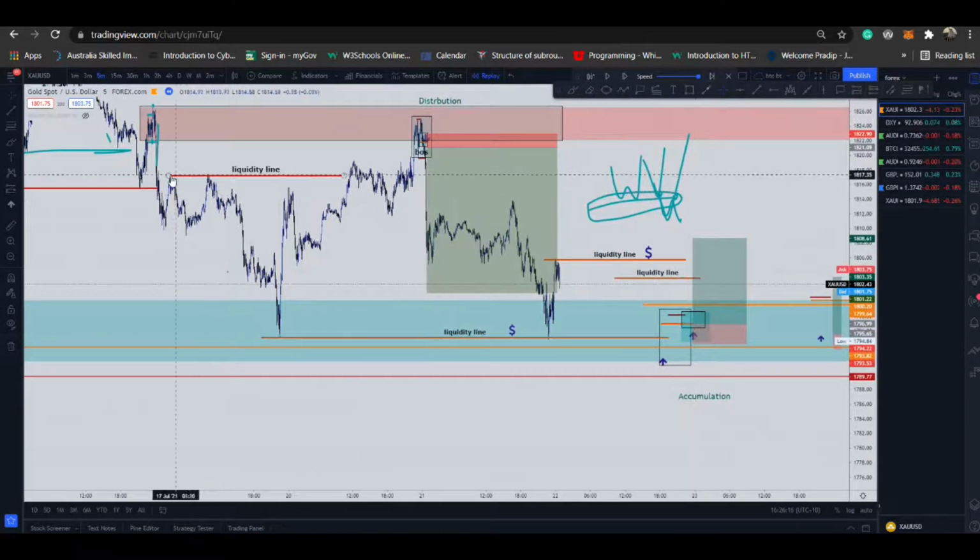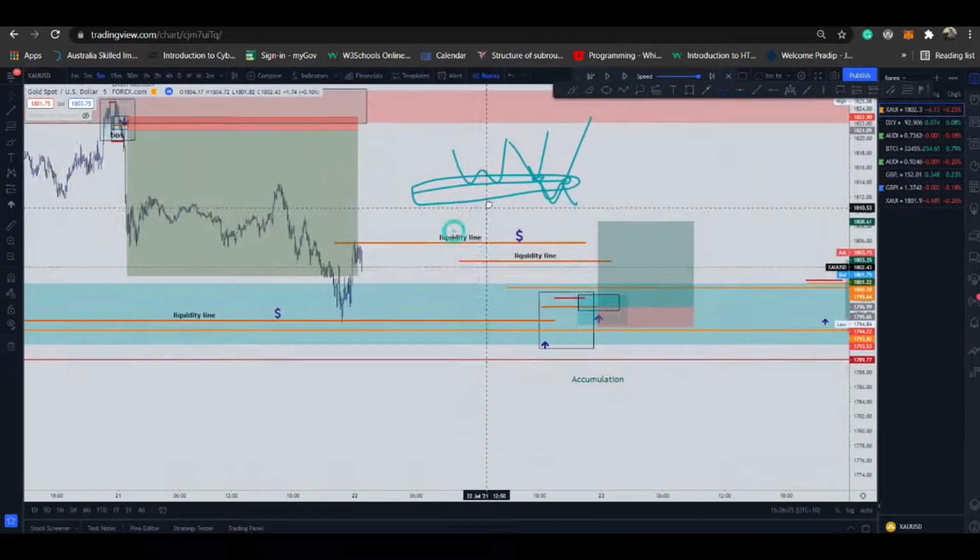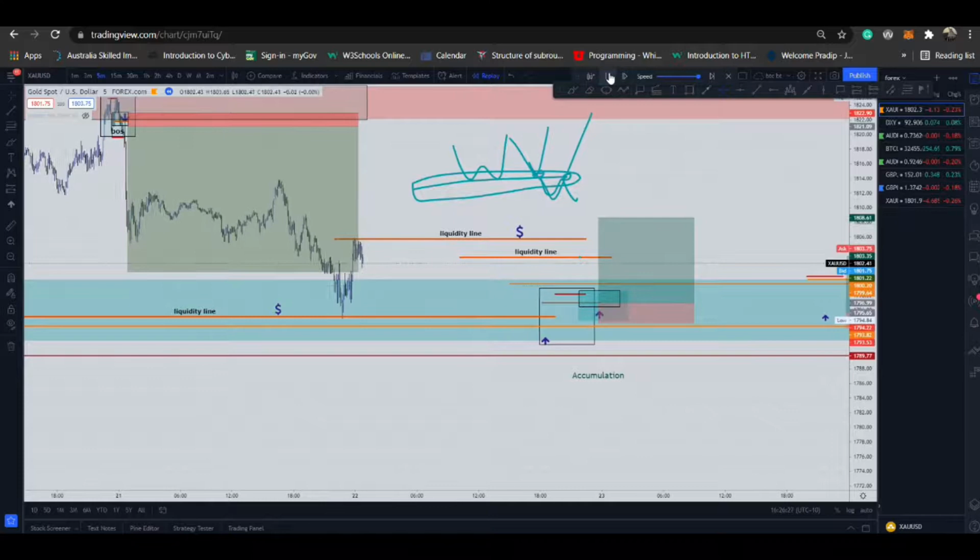The same liquidity line was formed over here as well. While taking this trade, I was expecting price to go up because there were equal highs over here. This got run out as well. Okay, so let's play again.